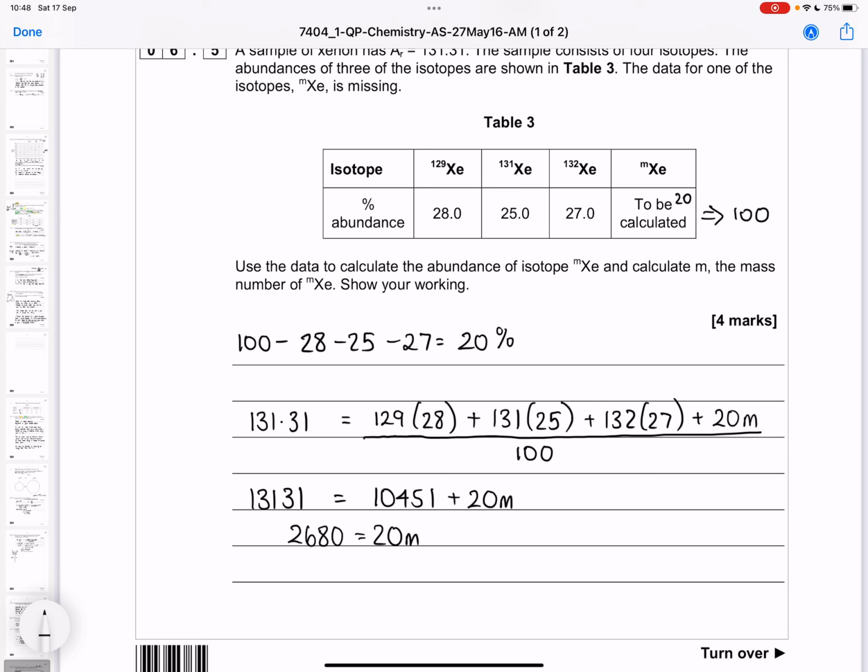Then I'm going to divide both sides by 20 to find out the mass number of the final isotope, and it's coming to be 134. So we were asked to show our work, and so we can't just do this question by guessing. We do need to show the answer. It must come out to be a whole number because it's the mass number of an isotope.